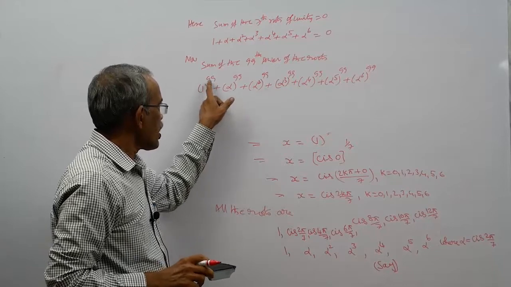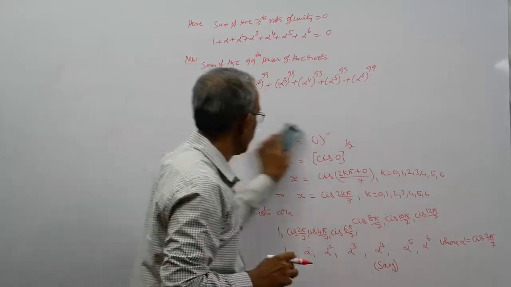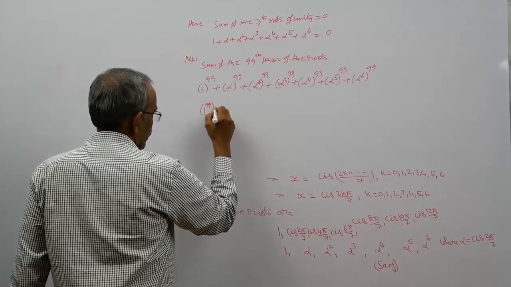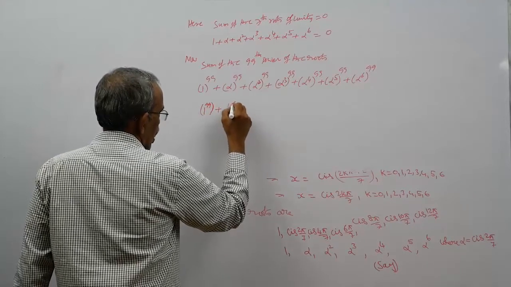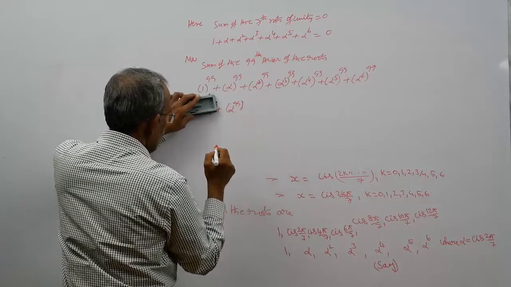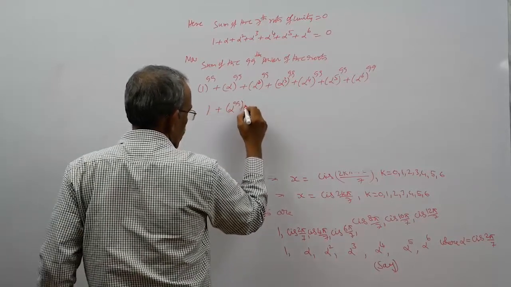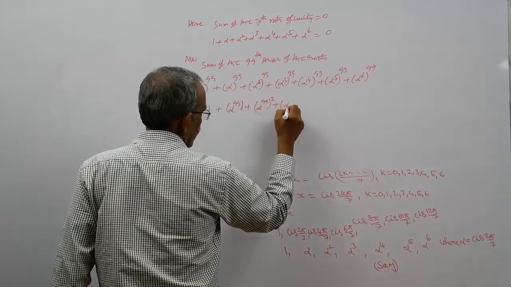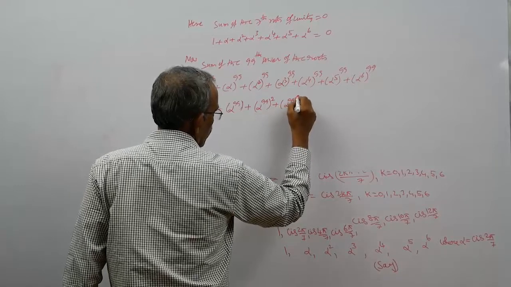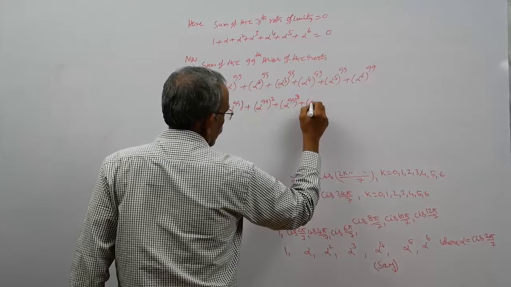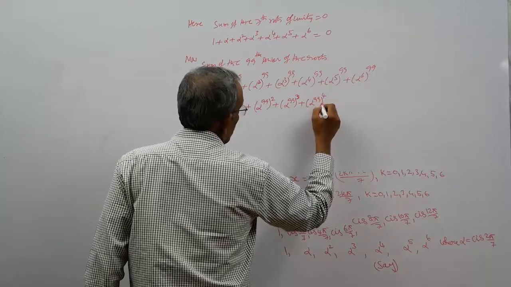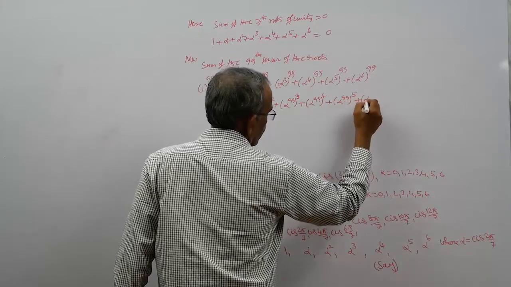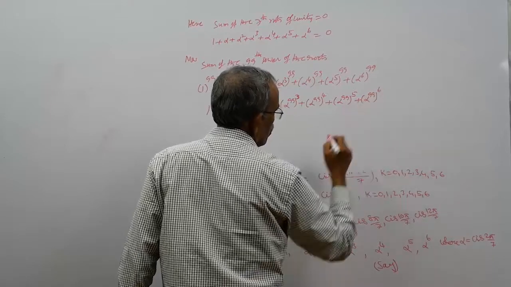Sum of the 99th power of the roots of the equation, that is equal to 1 to the power of 99 plus alpha to the power of 99. 1 to the power of 99 is equal to 1. Alpha to the power of 99. This can be written as alpha to the power of 99 whole square, alpha to the power of 99 whole cube, alpha to the power of 99 whole to the power of 4, alpha to the power of 99 whole to the power of 5, alpha to the power of 99 whole to the power of 6.